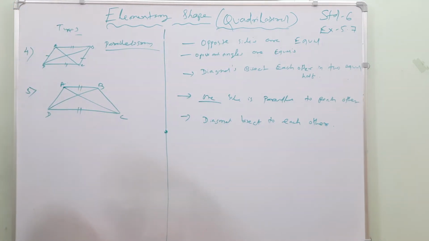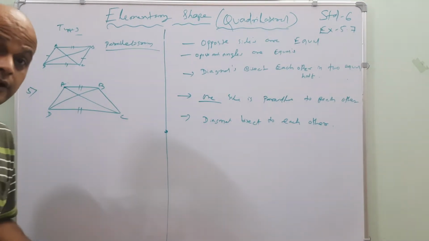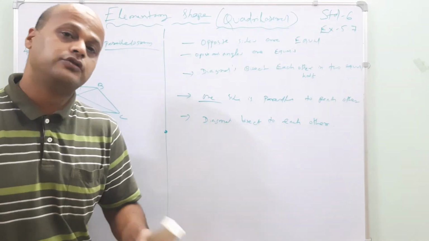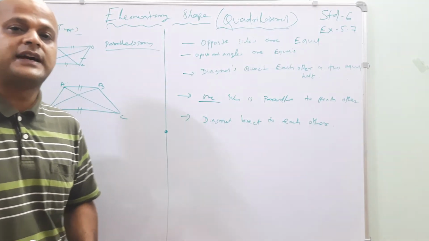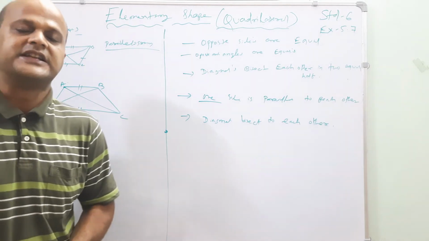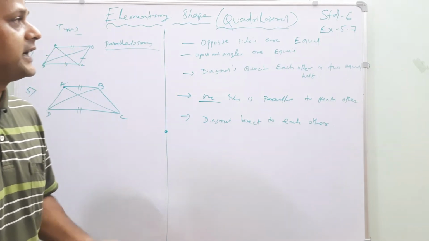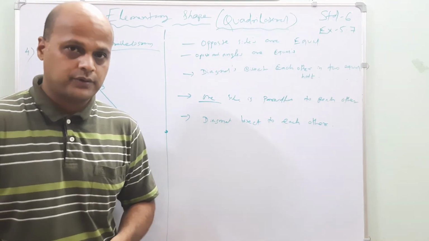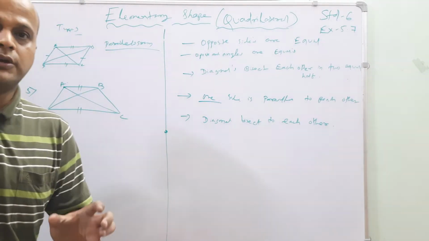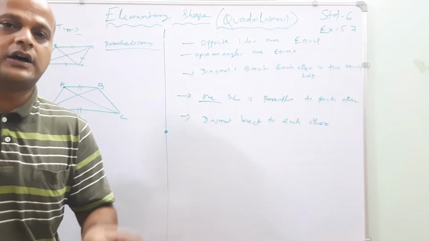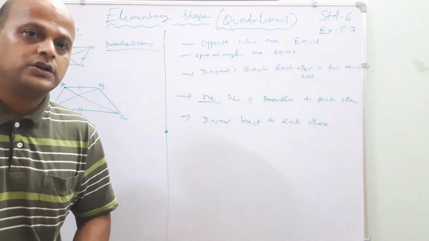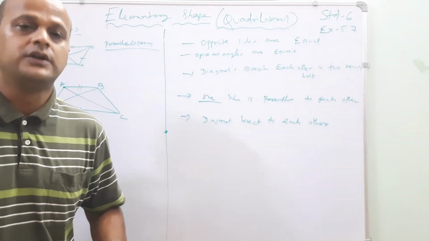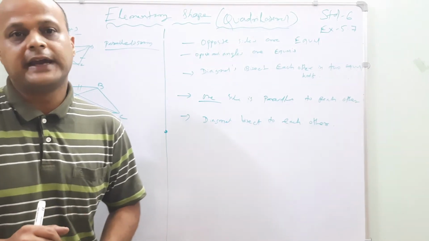Remember this one. It may or may not be divided into two equal halves. That one you have to find out after drawing. Okay. So these are some important topics regarding your exercise 5.7 of the chapter Elementary Shapes. So always remember the fundas and solve your questions. Understood, my dear friends? Don't confuse yourself. Let's start with your exercise.